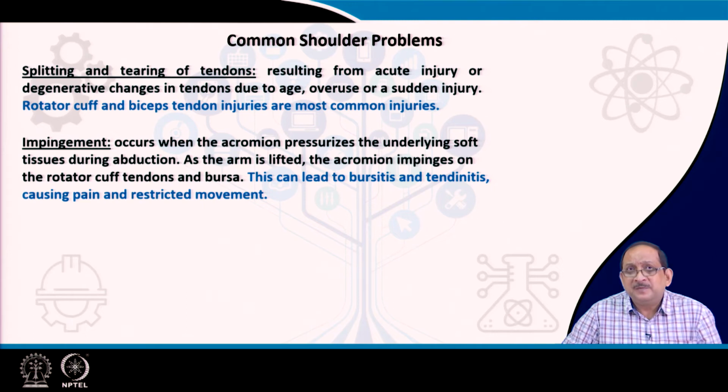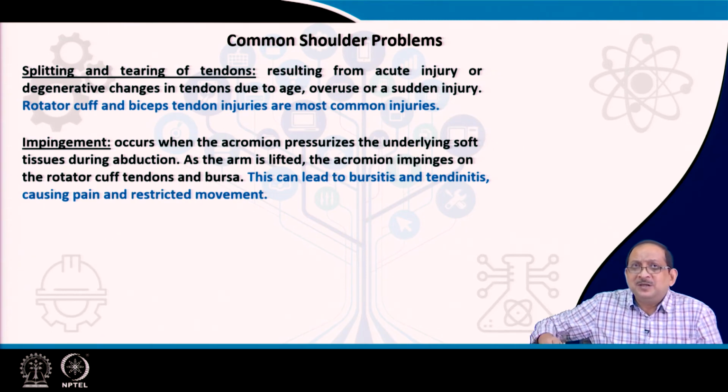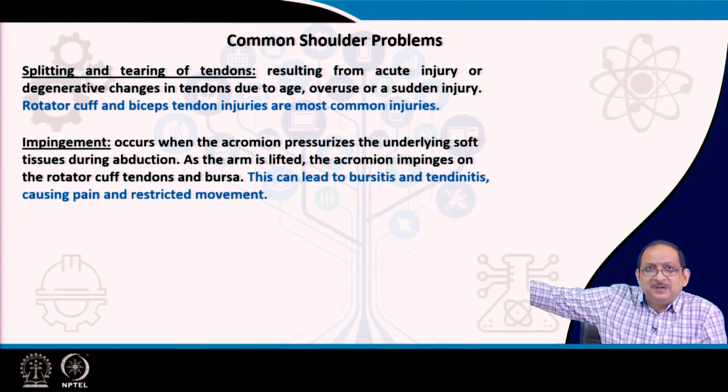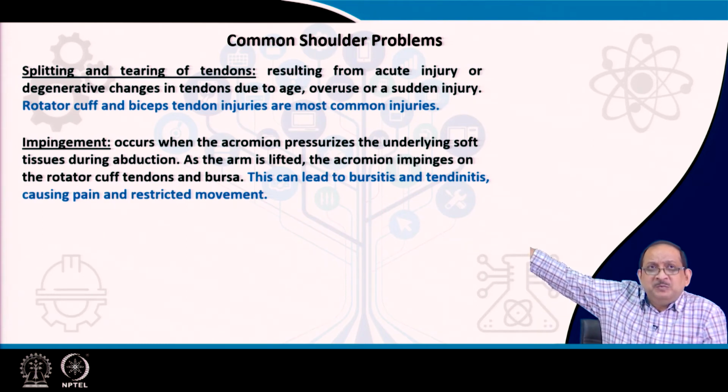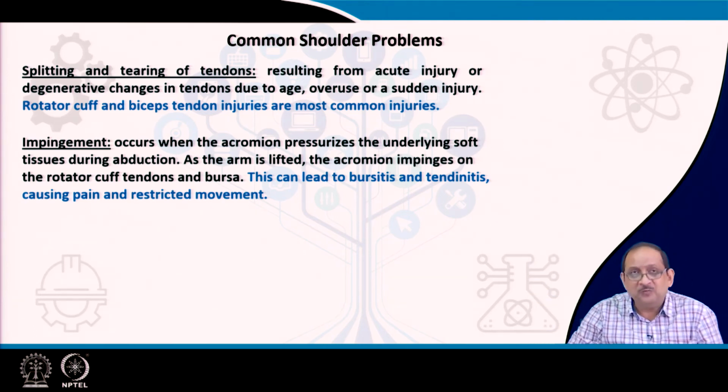Impingement occurs when the acromion pressurizes the underlying soft tissue during abduction. So, as the arm is lifted, the acromion impinges on the rotator cuff tendons and bursa. This leads to bursitis and tendinitis, causing pain and restrictive movement.